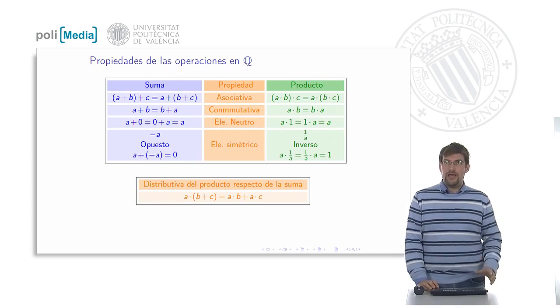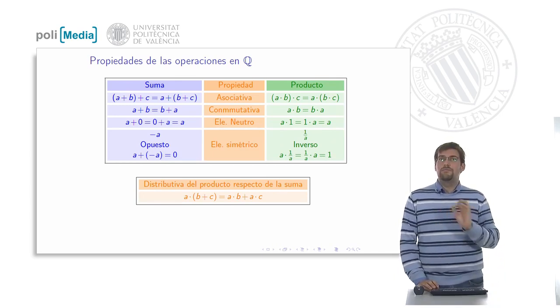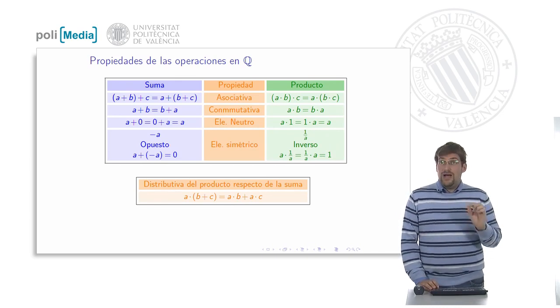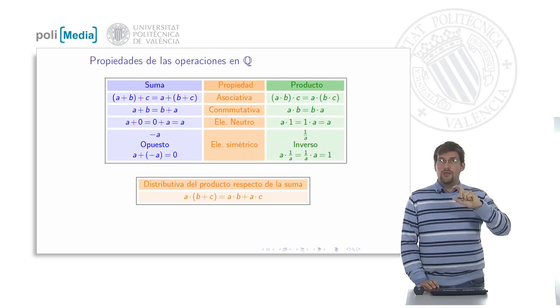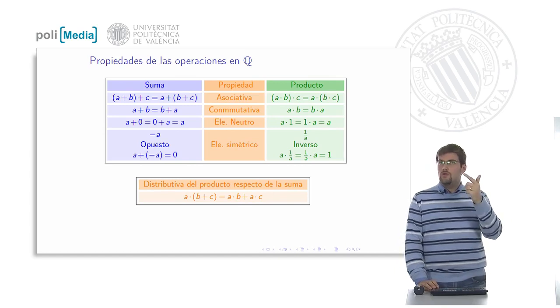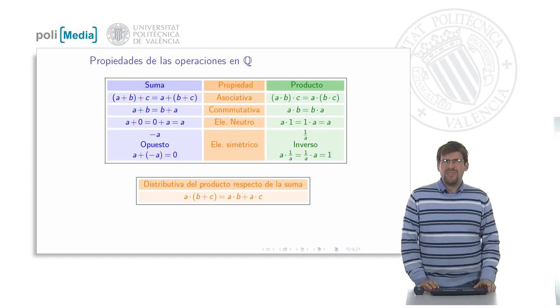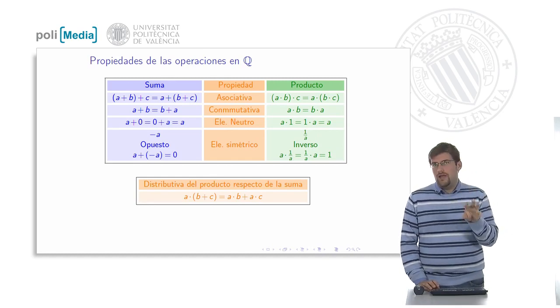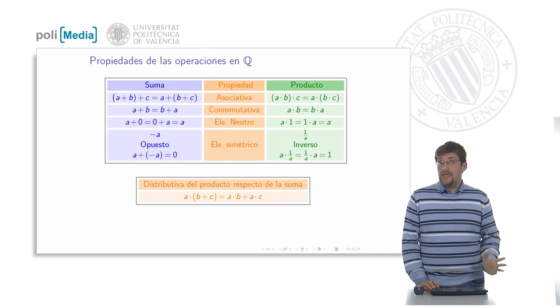Now, given a rational number, we can always find its inverse. Given a, its inverse will be 1 divided by a. In fact, given a fraction, its inverse consists of simply swapping the numerator and the denominator. The numerator becomes the denominator, and the denominator becomes the numerator. The inverse property states that a number times its inverse, or the inverse times the corresponding number, always results in the neutral element, which is 1.